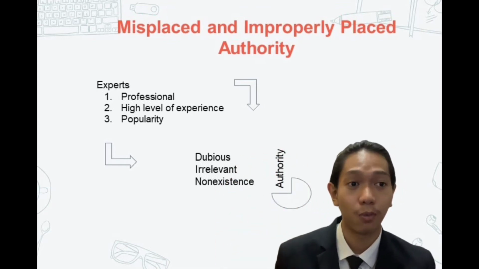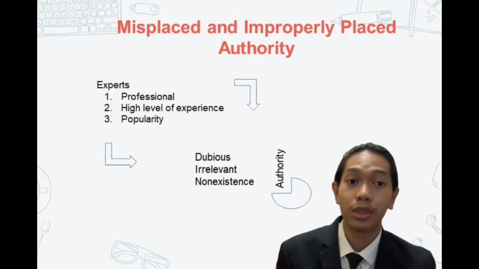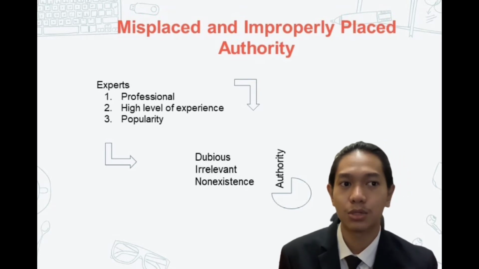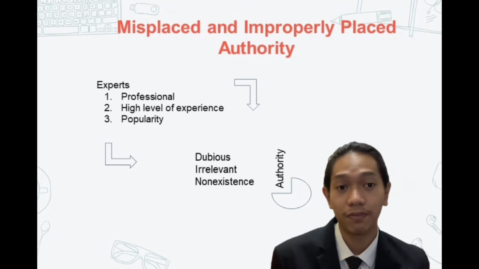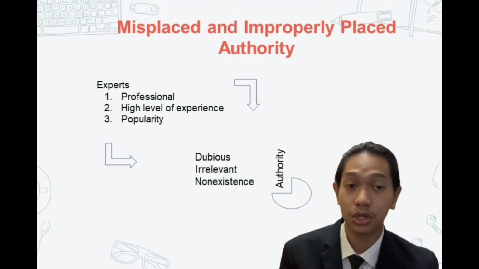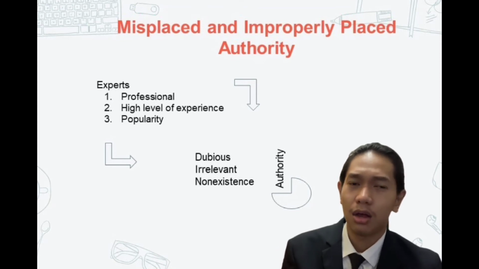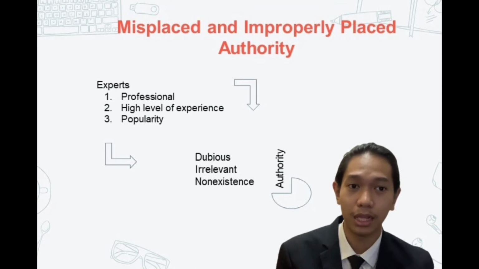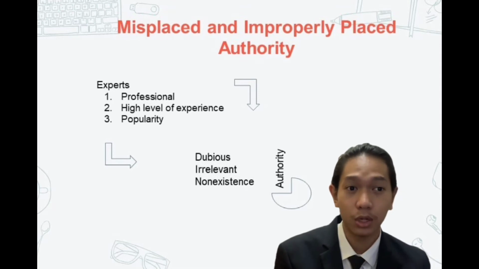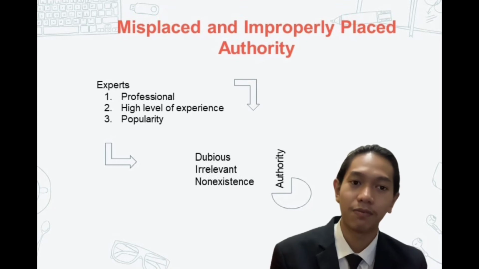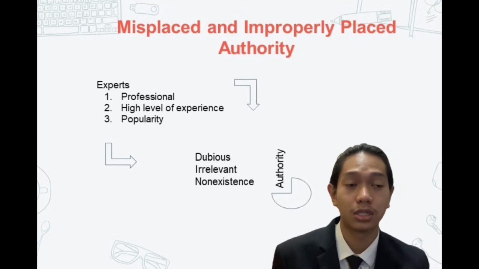So the first one is a false authority with dubious credentials. Now, this essentially occurs in cases where the supposed authority figure does not have relevant credentials, or these credentials are of questionable quality. For example, a homeopathic doctor with no formal medical training who is discouraging the use of conventional treatment is a false authority with dubious credentials.